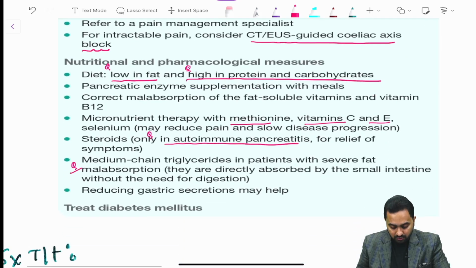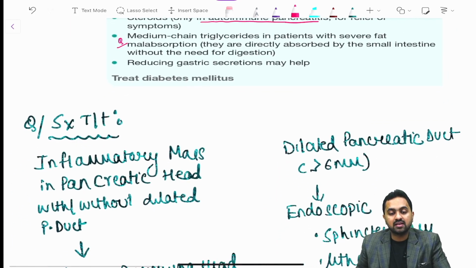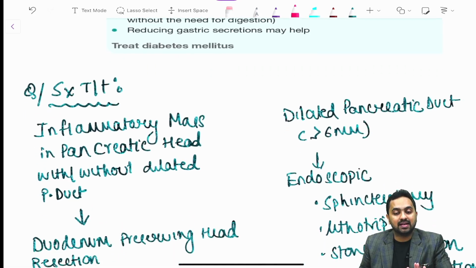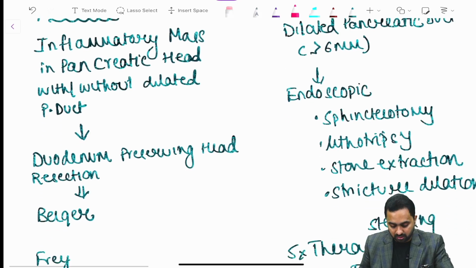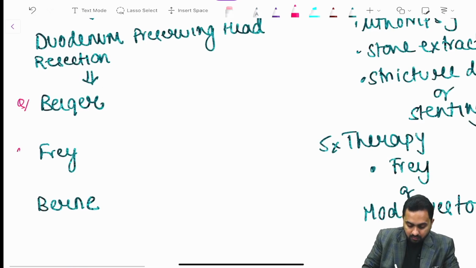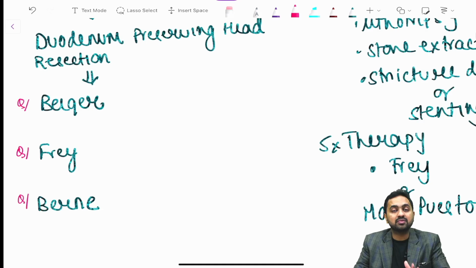In your Bailey and Love. Now moving down to the surgical treatment. So if there is an inflammatory mass in the pancreatic head with or without dilated pancreatic duct, we need to do a duodenum preserving head resection, which includes the Beger procedure, Frey procedure and Bernasconi procedure. So at least remember these names of the surgical procedures.